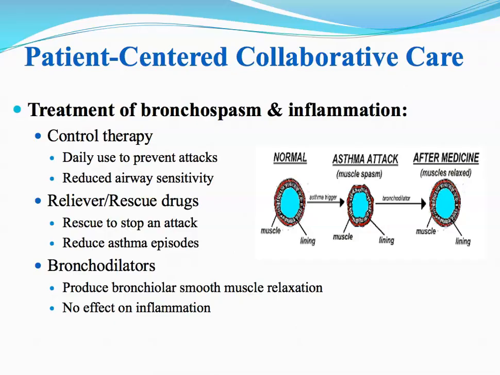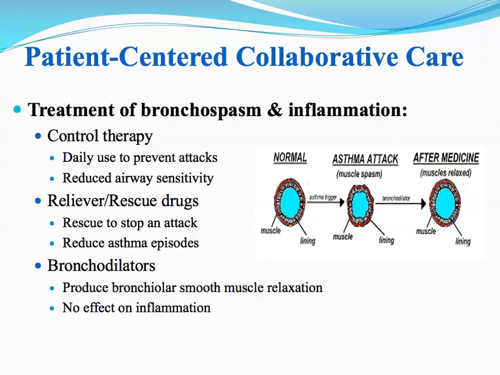Every asthmatic will always have a prescription for a rescue inhaler just in case they have an asthma attack as well. With the control therapy, this is going to, of course, help to reduce the sensitivity, but also reduce the amount of inflammation that one may encounter.